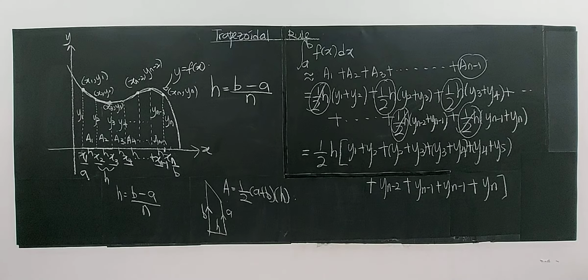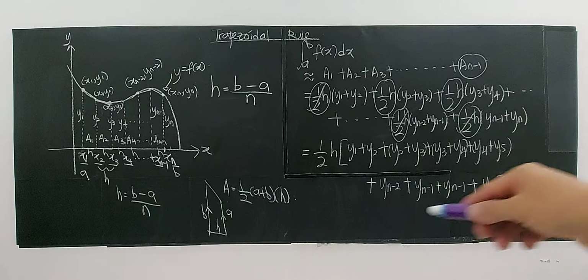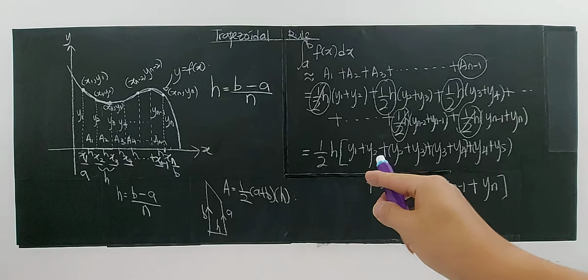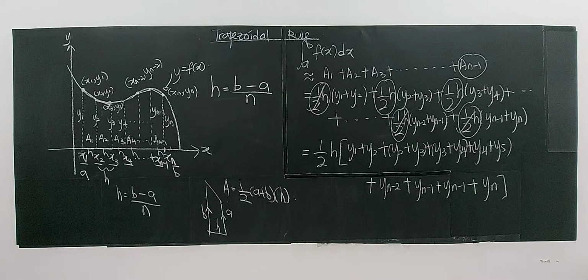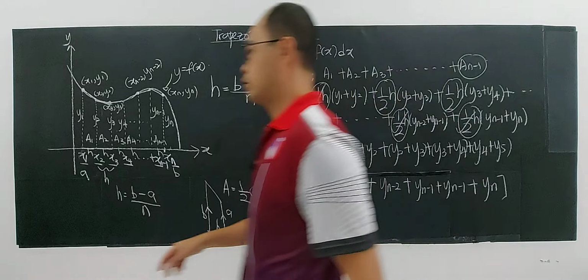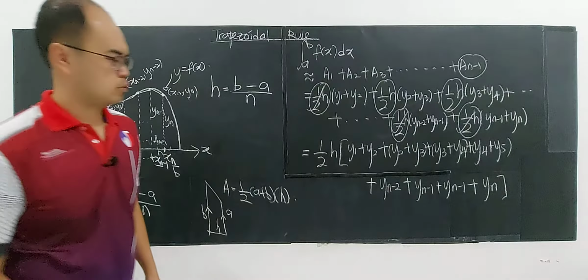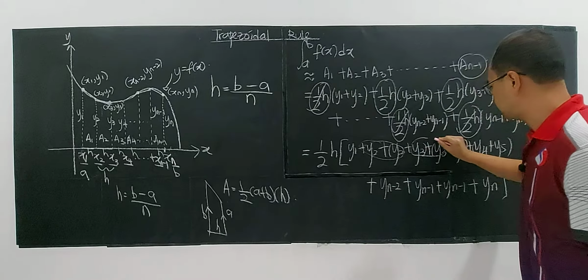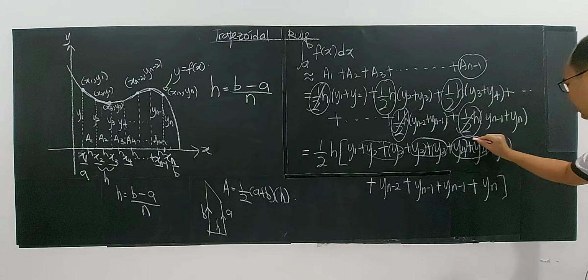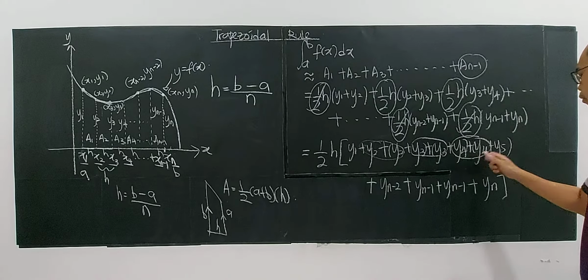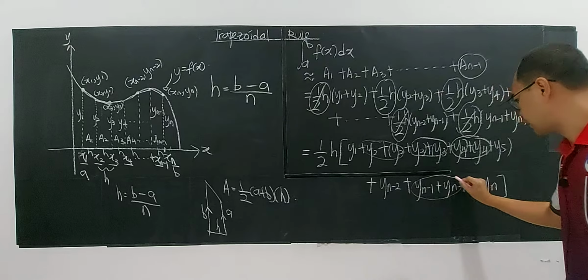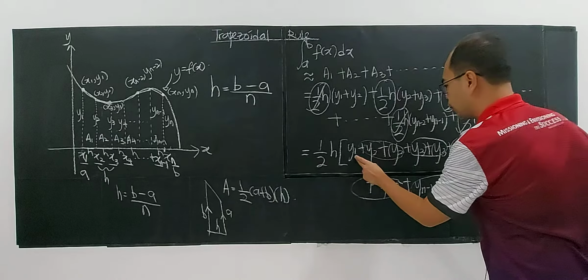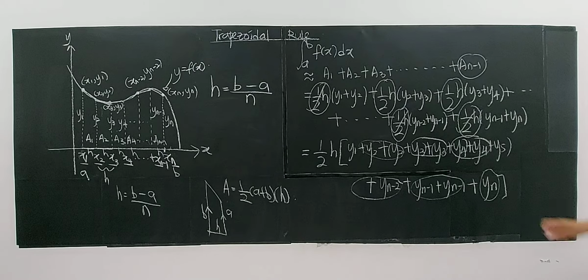What can you observe from this formula? The most important thing is that y1 is single, it is alone. y2 appears twice, it is double. y3 is also double. All the middle ones are double, y4, y5, until yn minus 1. But y1 stands alone, and yn stands alone.